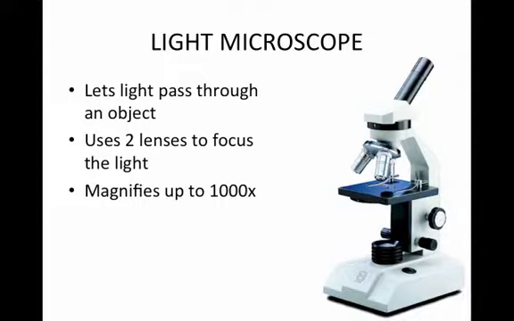There are a lot of different kinds of microscopes. The main type of microscope that you use in the class is a compound light microscope. Light microscopes let light pass through an object. It uses two lenses, the eyepiece and the objective lens. It can magnify up to 1,000 times.